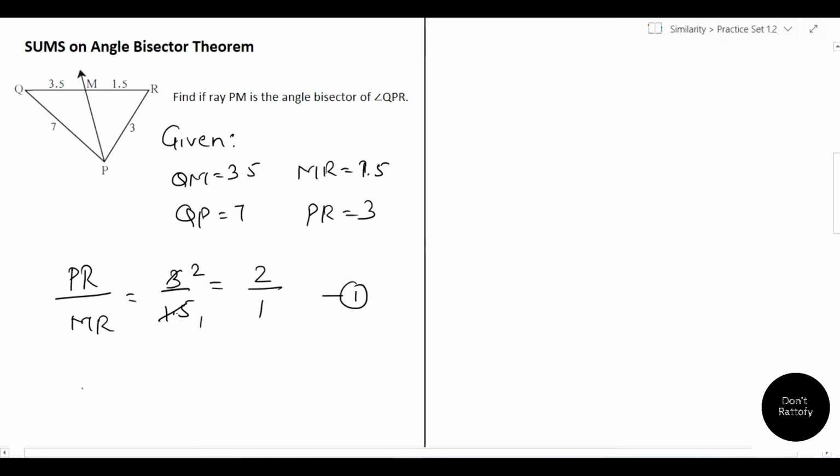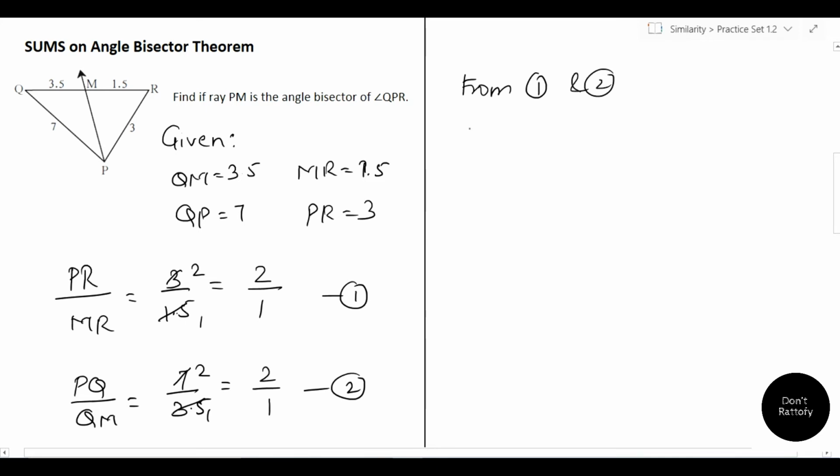Similarly, we'll find the second part. I'll write PQ upon QM is equal to 7 upon 3.5. In the same way, half of 7 is 3.5. So 3.5 ones are 3.5 and 3.5 twos are 7. So it is again 2 upon 1. This is the second part. From equation 1 and equation 2, I can say that PR upon MR is equal to PQ upon QM.